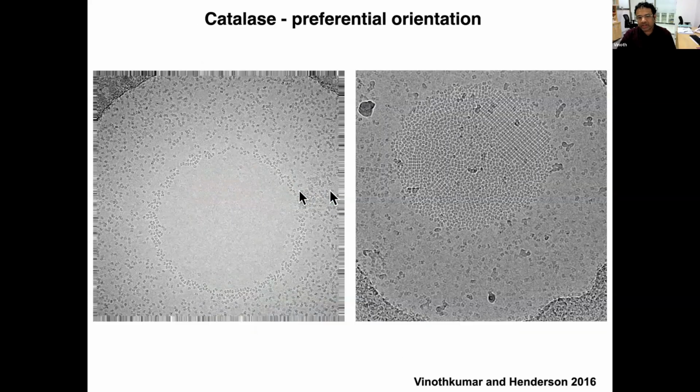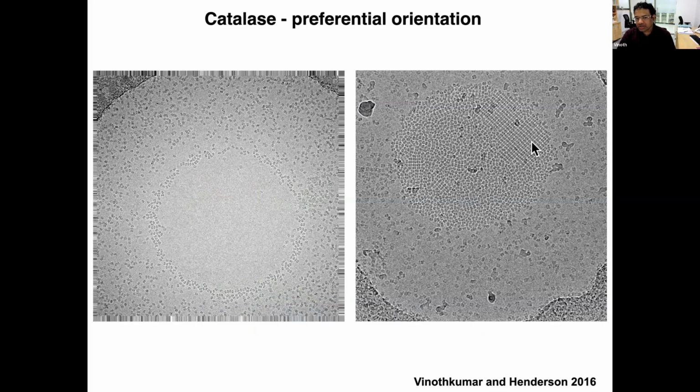So there are a couple of examples which I took, which are in this review, which we wrote in 2016, where you can see here the catalase, where the center here has no ice, and then the particles tend to adopt one particular orientation, and here you have thick ice, and then you can see different views. But in some areas of the grid, you can see that they tend to form these pseudo-crystalline arrays. So this is not ideal.